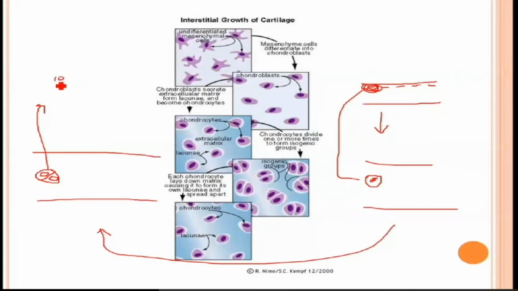those cartilage matrix, pushed apart, because this one is also producing cartilage matrix, this cell is also producing cartilage matrix. So as the matrix keeps being produced, the distance between these two will increase. Okay. In this one, the length will be increased.